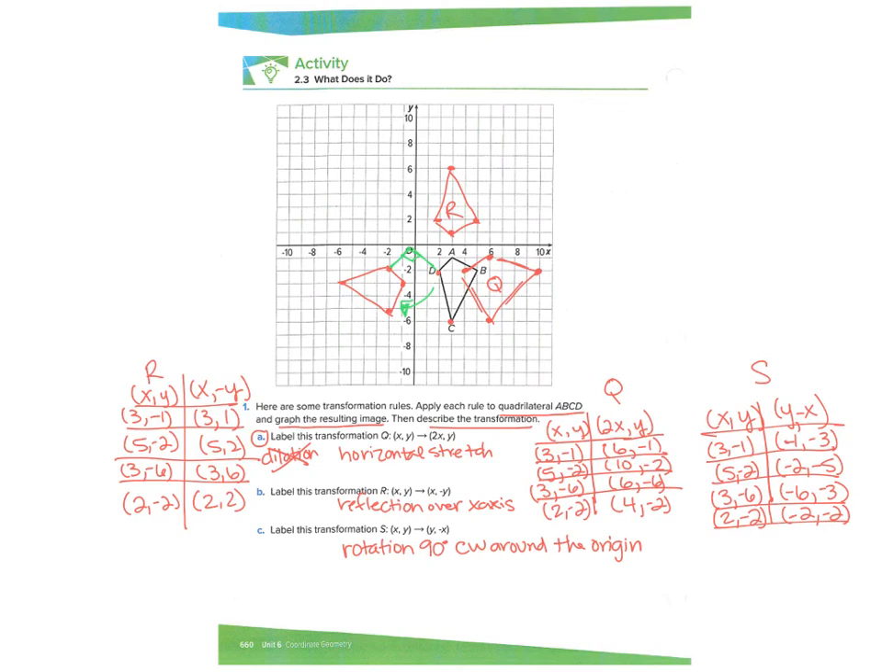So you could pause the video at this time and check that your coordinates in your tables are correct, check that your diagrams up on your chart are correct, and notably, C is a rotation of 90 degrees clockwise around the origin. You could also say it's 270 degrees counterclockwise if you want to go the other direction, but that's been rotated into that third quadrant, the shape.